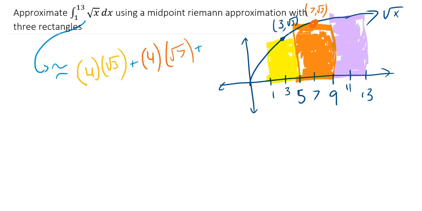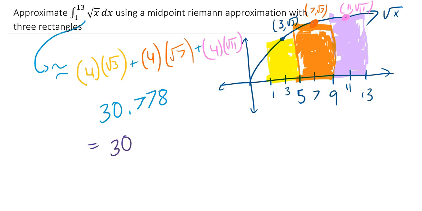plus the area of my last rectangle. My last rectangle goes all the way up to the point 11 comma root 11. So this rectangle is 4 wide and root 11 tall, and I already did the math for us. It looks like this comes out to 30.778, when the actual answer, if I actually did the fundamental theorem of calculus, would be 30.581.